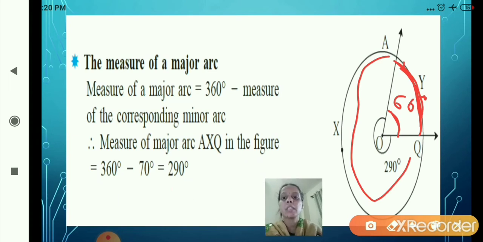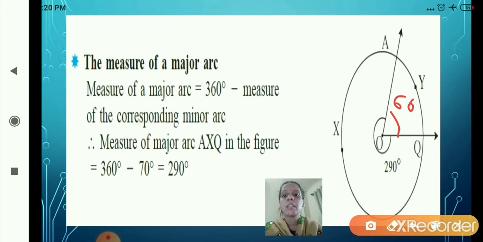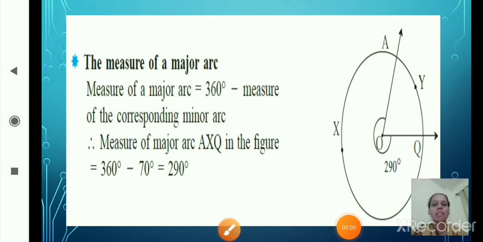So till now we have seen that because of the chord, the circle is divided into two parts, and because of that we get two arcs, the major arc and the minor arc. We will see the next part.